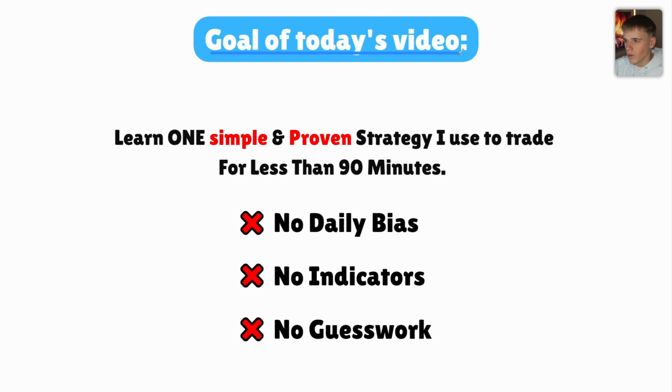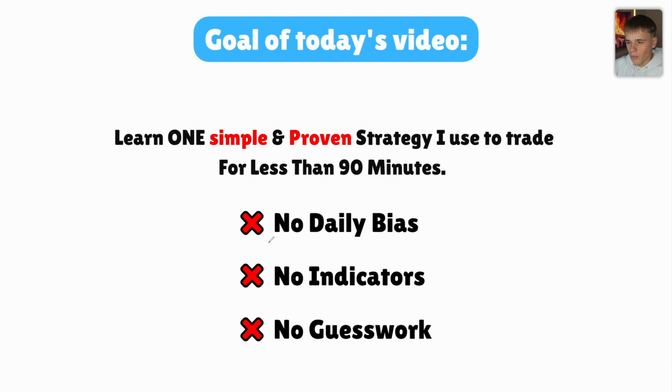Okay, so right now let's go over the goal of this video. The goal is for you to learn this actual strategy, the fair value gap strategy, and you are going to need to trade it for less than 90 minutes after the market opens. So you can trade whatever session you want, New York, London or Asia, and it is going to be only the first 90 minutes, so there is not going to be any need to sit on the charts for hours and hours and hours. So it's going to be pretty simple, straightforward, the first 90 minutes of the session.